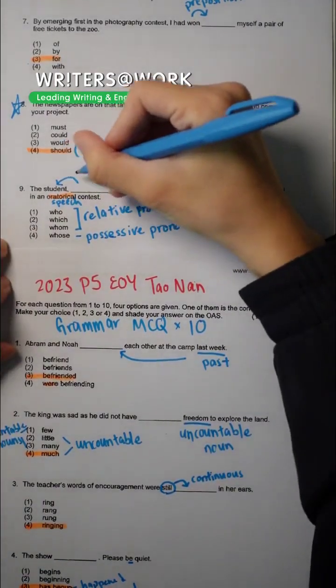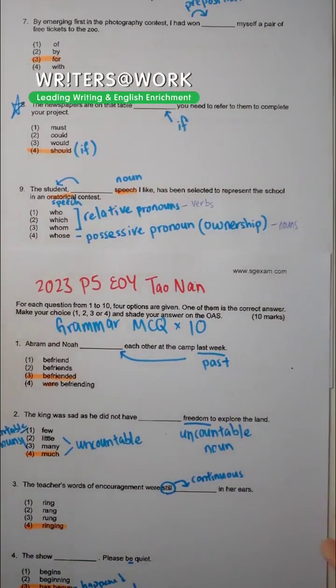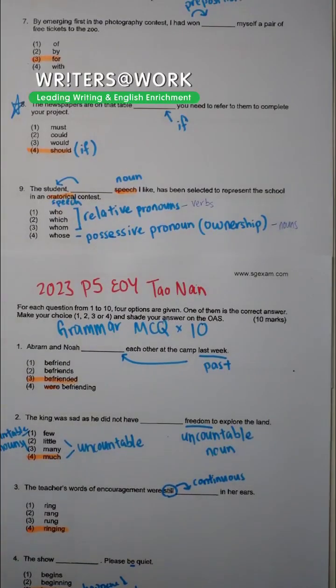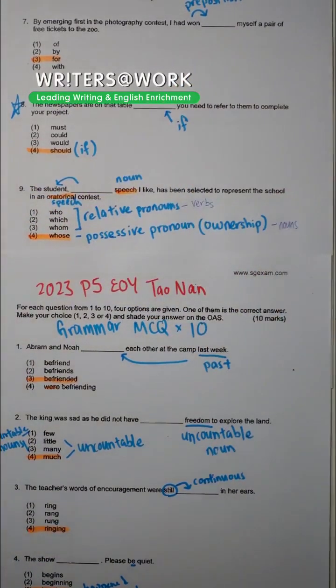Speech here is a noun. So speech is a noun, hence we should use a possessive pronoun, which is option 4, whose.